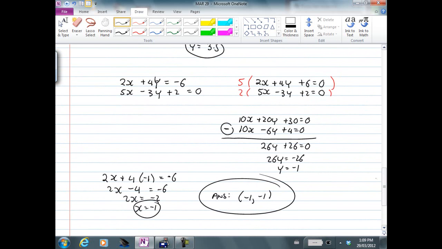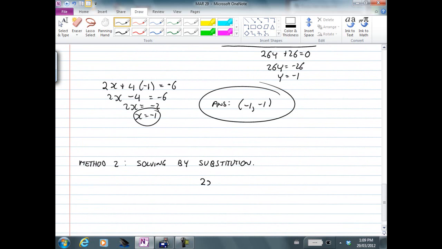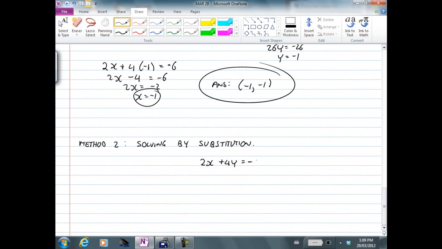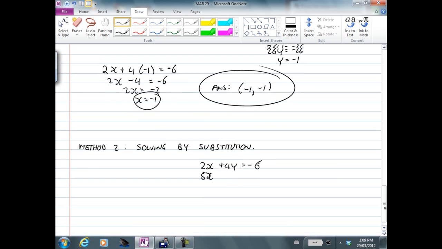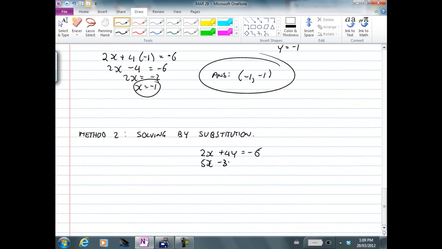I'm going to start with my two equations again. 2x plus 4y equals negative 6. Second equation, 5x minus 3y plus 2 equals 0. You're going to just picture in your head right now. Choose one equation, either 1 or 2, it doesn't matter, and you're going to solve for a letter. Any letter you like. There's one letter that's the easiest to solve for, and there's only one equation you'd probably work with. What equation though?